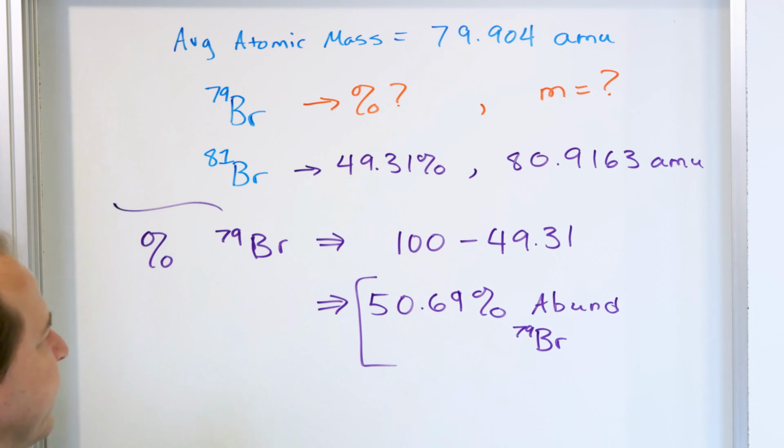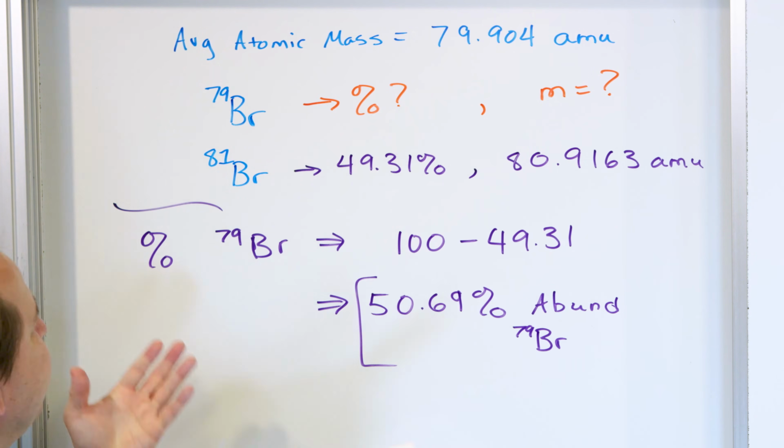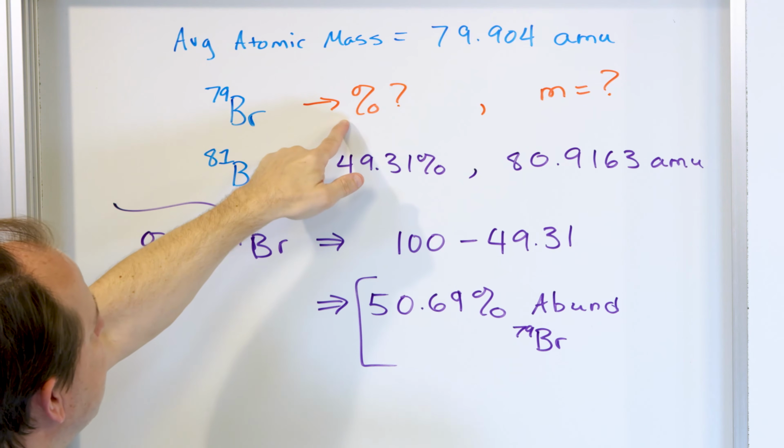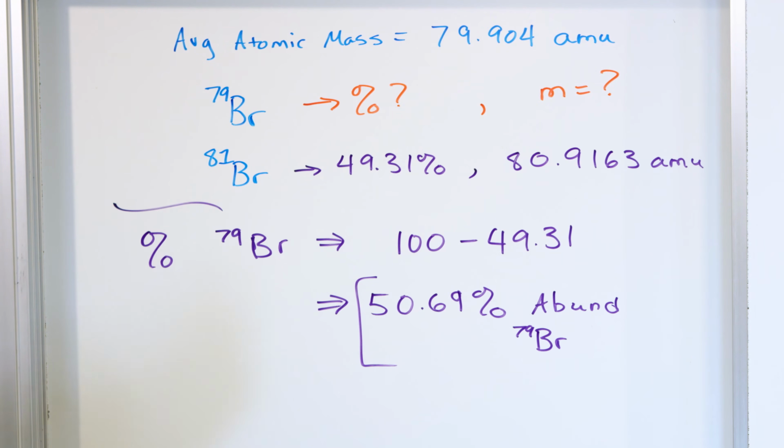And so this is the final answer. So you see how it's so easy once you write it down. You may not know exactly how to proceed, but once you write it down, you realize there's only 2 isotopes and they have to add up to 100%. So the first part of figuring out the percent abundance is very easy.